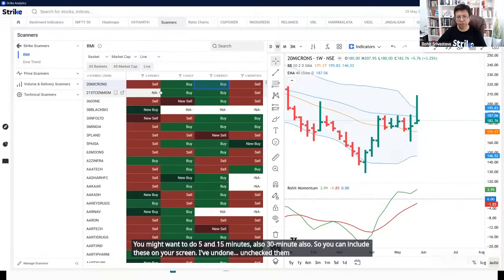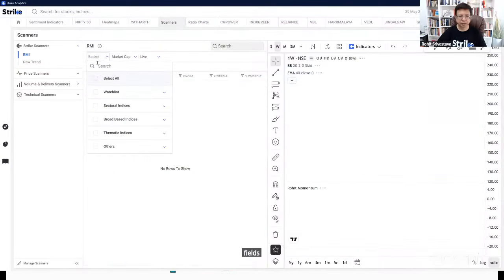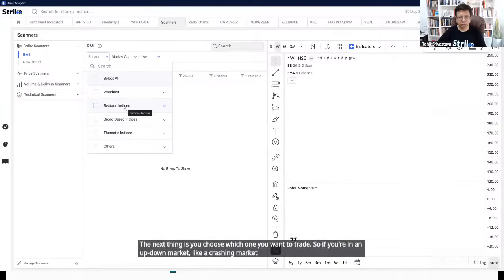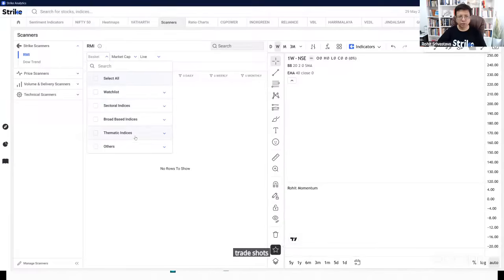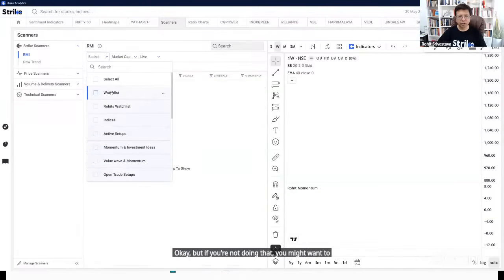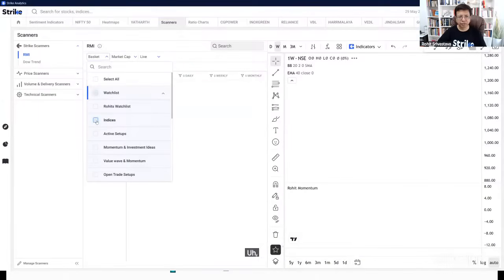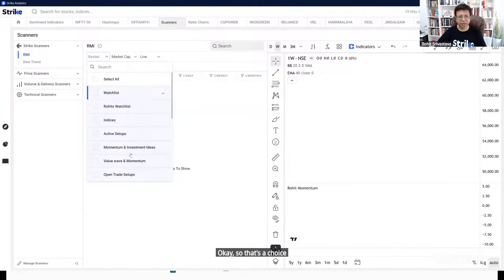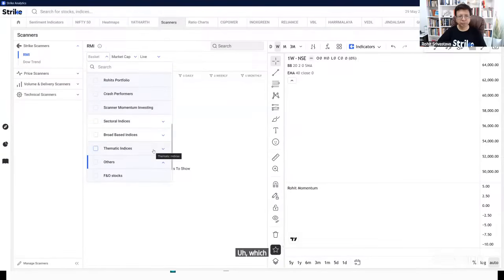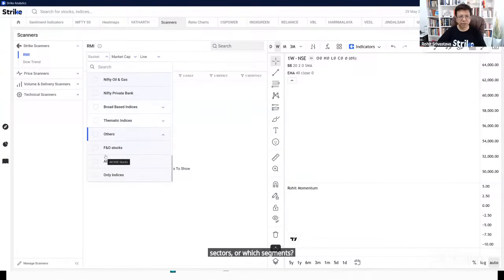I've unchecked them right now just to have fewer fields on the screen. The next thing is you choose which one you want to trade. So if you're in an up-down market, like a crashing market where you also want to place short trades, you might want to have a watch list of only FNO stocks. But if you're not doing that, you might want to run it on a watch list of only indices or only Nifty 50. So that's a choice that you are going to make, deciding which sectors or which segments you want to run the scan on.